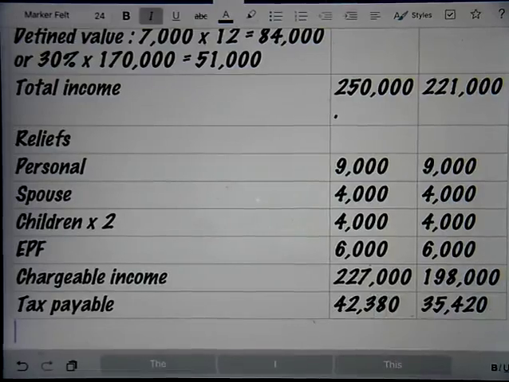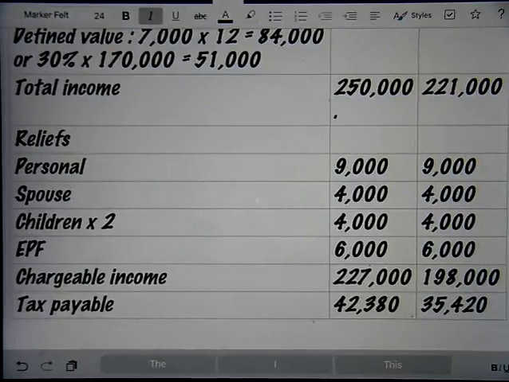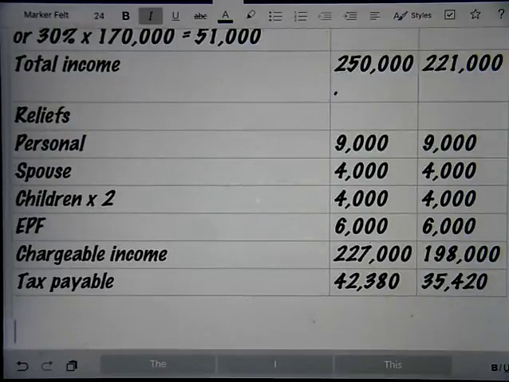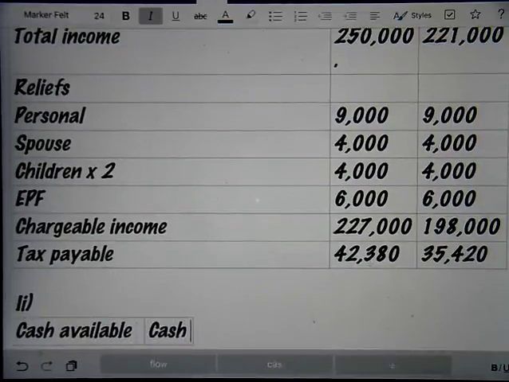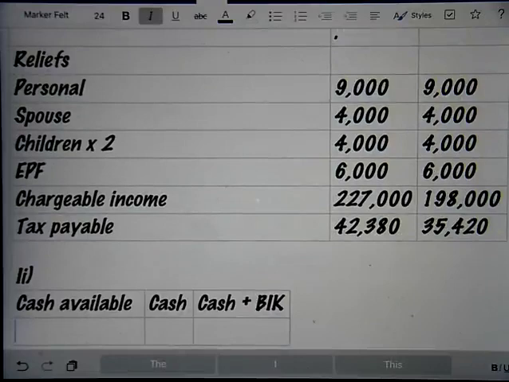200,380. Okay. Are you okay there? Getting worried with your calculation. Okay, all okay, this one is the tax payable. You still have to calculate the available cash. Are you clear or not clear? Cash available, got it? Can you tell me how much cash he's going to get? Ouch, this is going to be a bit tricky for you.